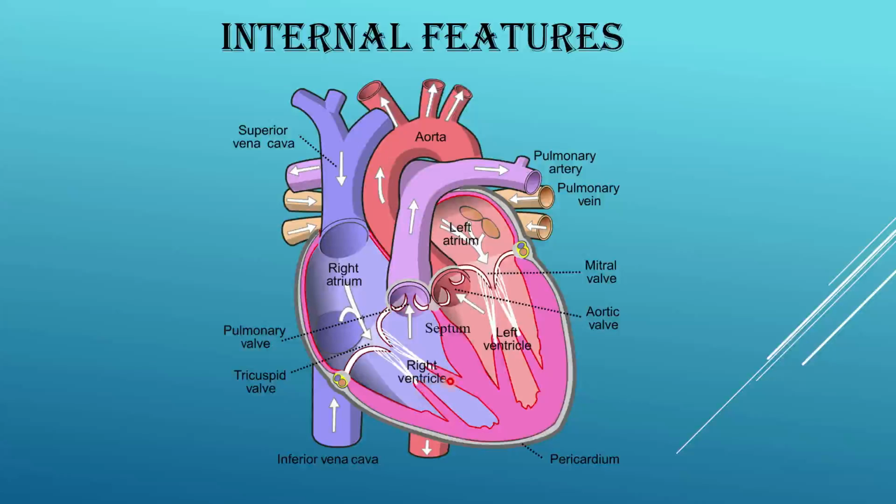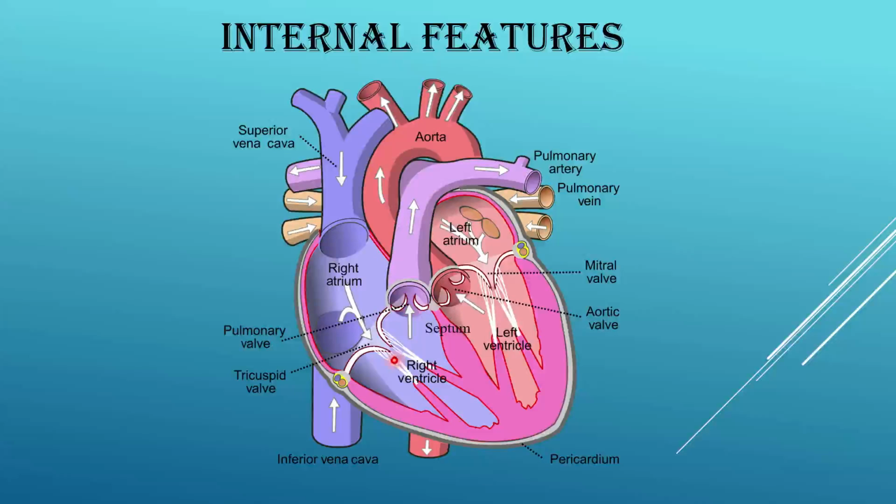These are papillary muscles. So from these papillary muscles, these tendon-like structures arise. These fibers hold the valves in position. And these fibers are called chordae tendineae. They regulate the flow of blood.